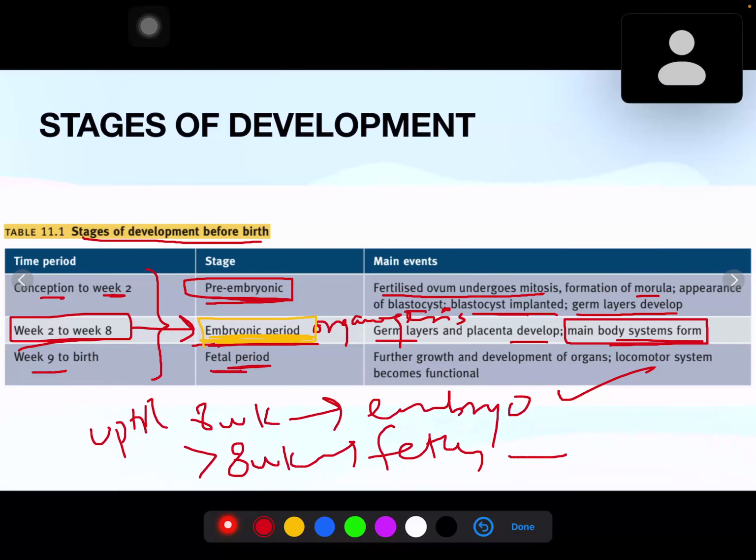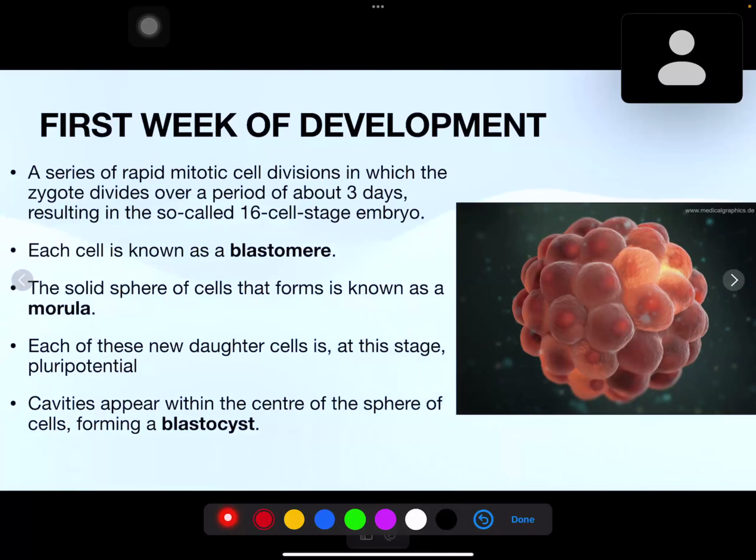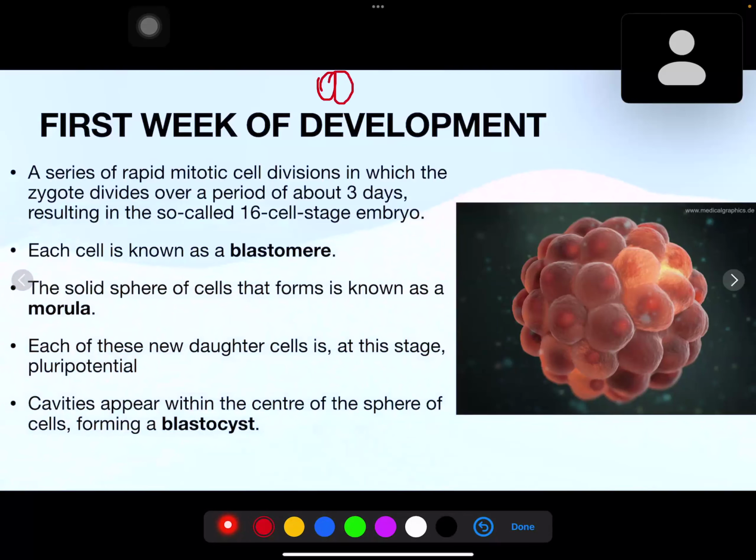In the fetal period, there is just growth and development of organs. The locomotor system becomes functional, but the main body systems must have developed by the embryonic period. Now what happens in the first week of development? These are the development stages we are going to read. We have discussed that a zygote has formed. Now, there is a series of rapid mitotic cell divisions in which the zygote divides over a period of about 3 days, resulting in a so-called 16 cell stage embryo.